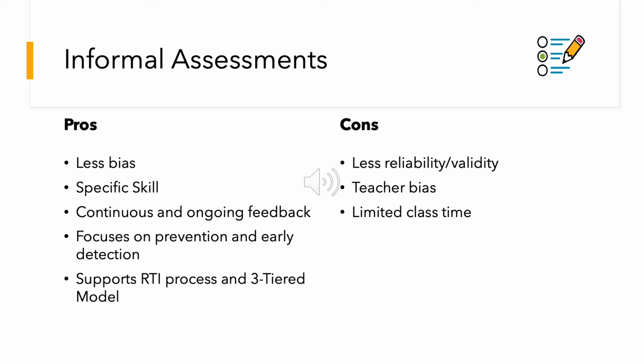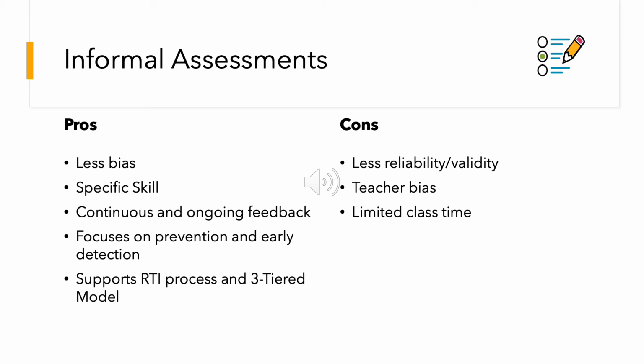Unlike the large domain of the formal assessments, informal assessments tend to focus on one skill, for example, reading fluency. And these skills are measured while the student is acquiring this particular skill. This formative nature gives us a lot of information that a formal assessment may not. These assessments tend to focus on prevention and early detection, and they support the RTI process, the response to intervention, and the three-tiered model that we're hoping to keep with that contemporary approach.